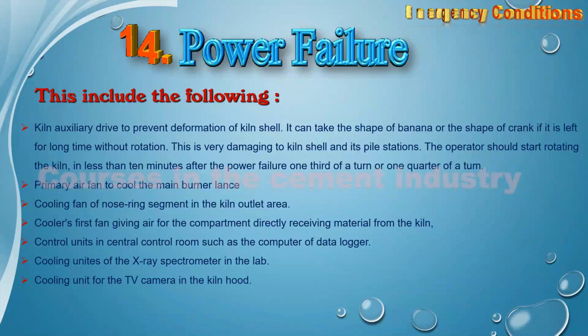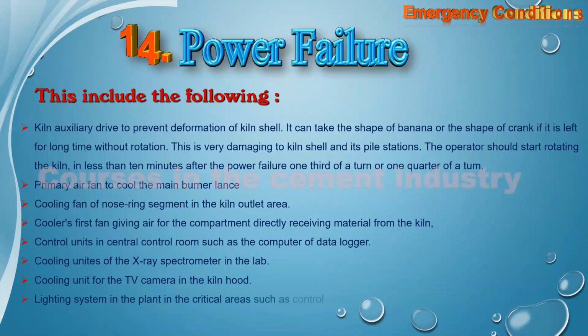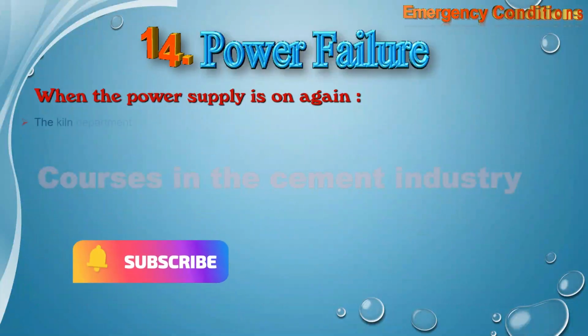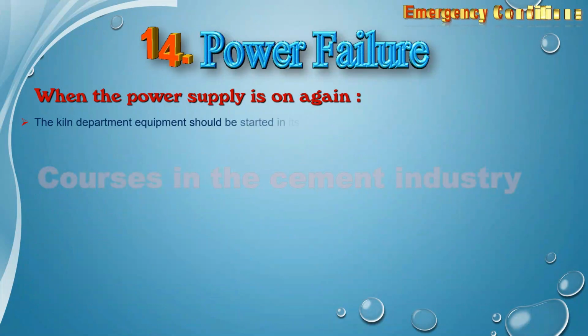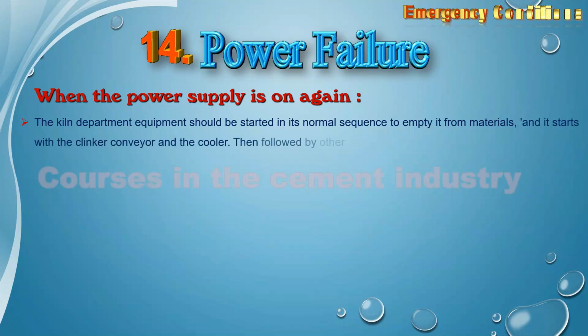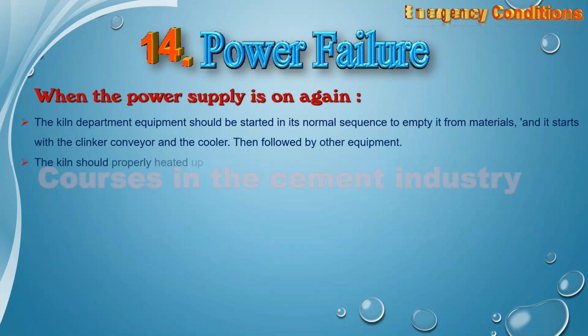8. Lighting system in the plant, in the critical areas such as the control room and MCC rooms containing electrical equipment. When the power supply is on again, the kiln department equipment should be started in its normal sequence to empty it from materials, and it starts with the clinker conveyor and the cooler, then followed by other equipment. The kiln should be properly heated up before starting to feed.